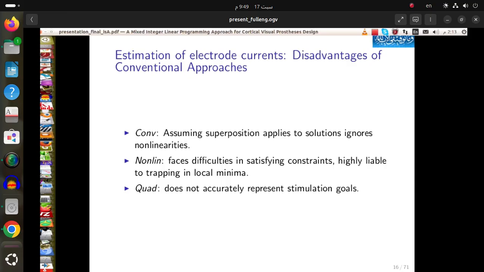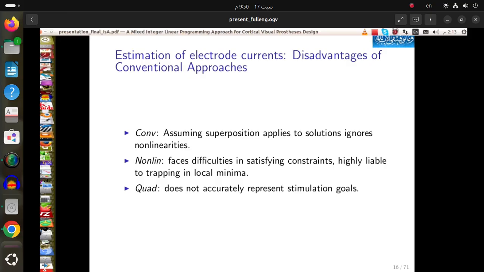The quadratic objective function computes the Euclidean distance between the desired delivered current density and the actual delivered current density. In computing the Euclidean distance, we imply that whether the delivered currents are slightly higher than those required or slightly lower, both are equally good. This is not actually accurate.